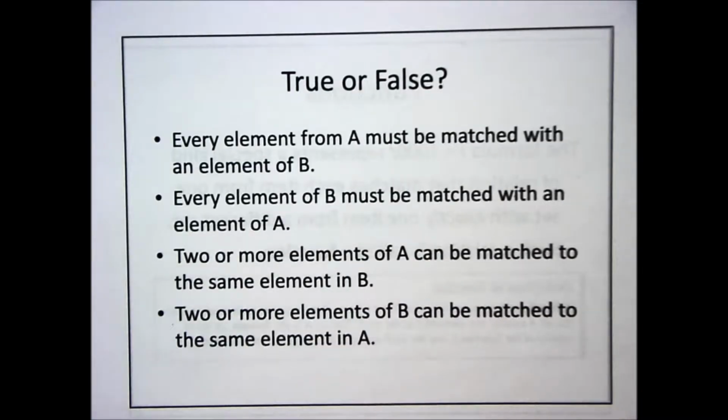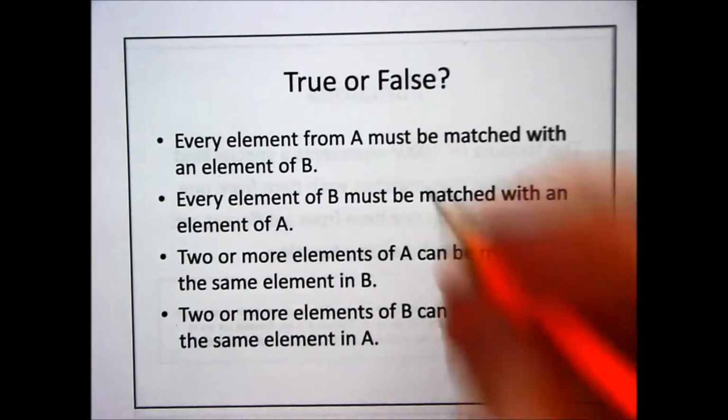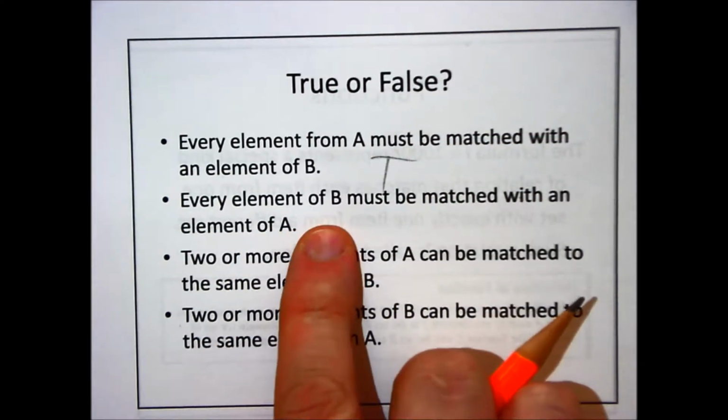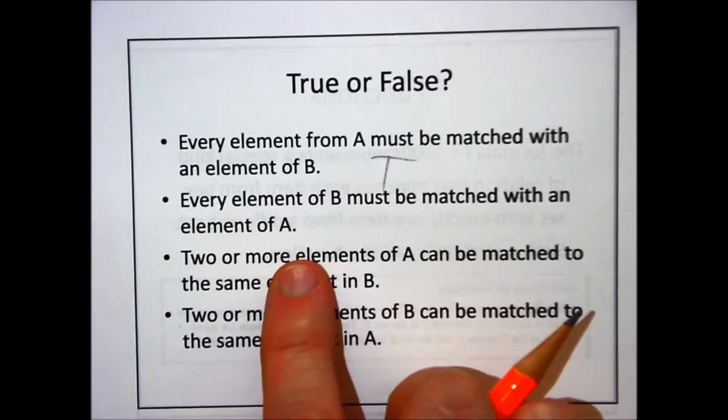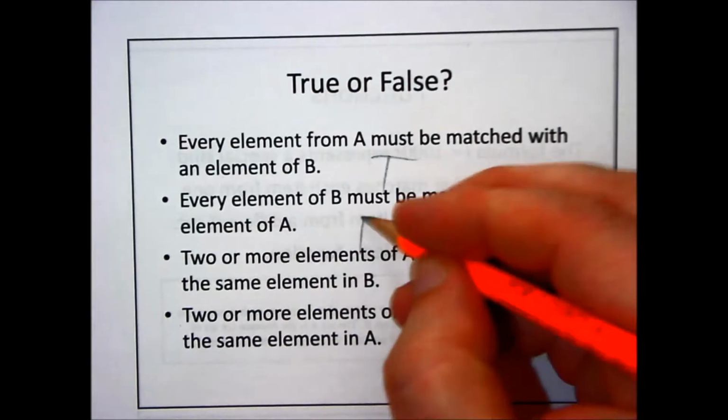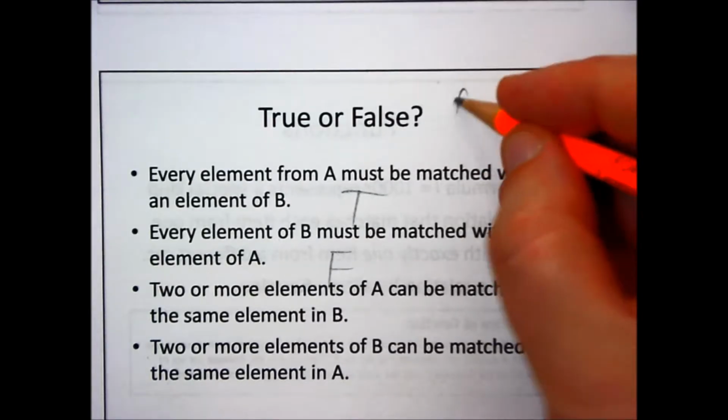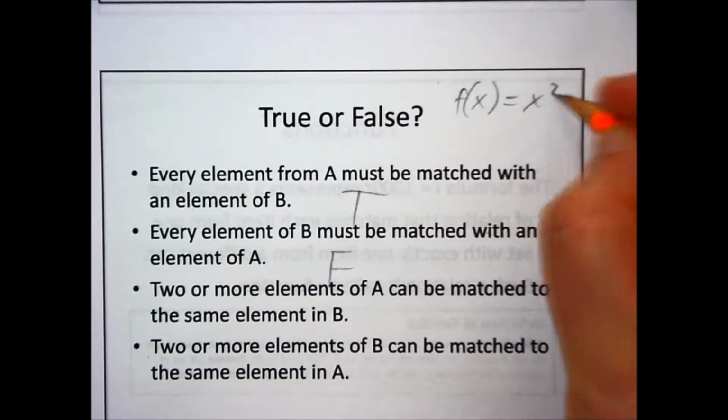Every element from A must be matched to an element of B. Well, every x value has to go to a y value. True or false? True. Every y value must be matched with an x value. False. Because you can have a function, the classic function we always see, f of x equals x squared.